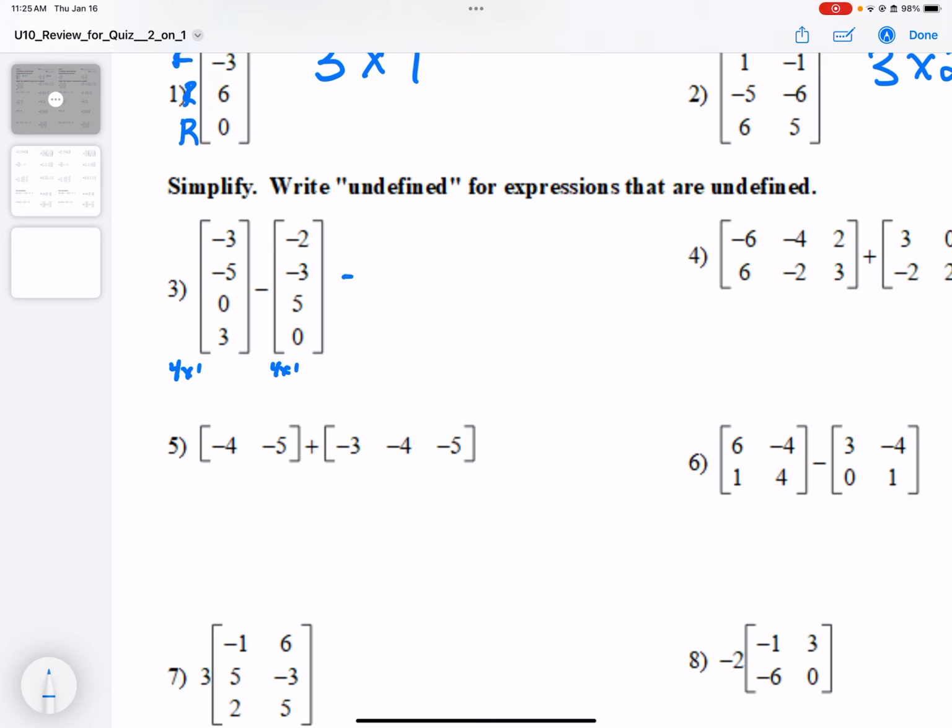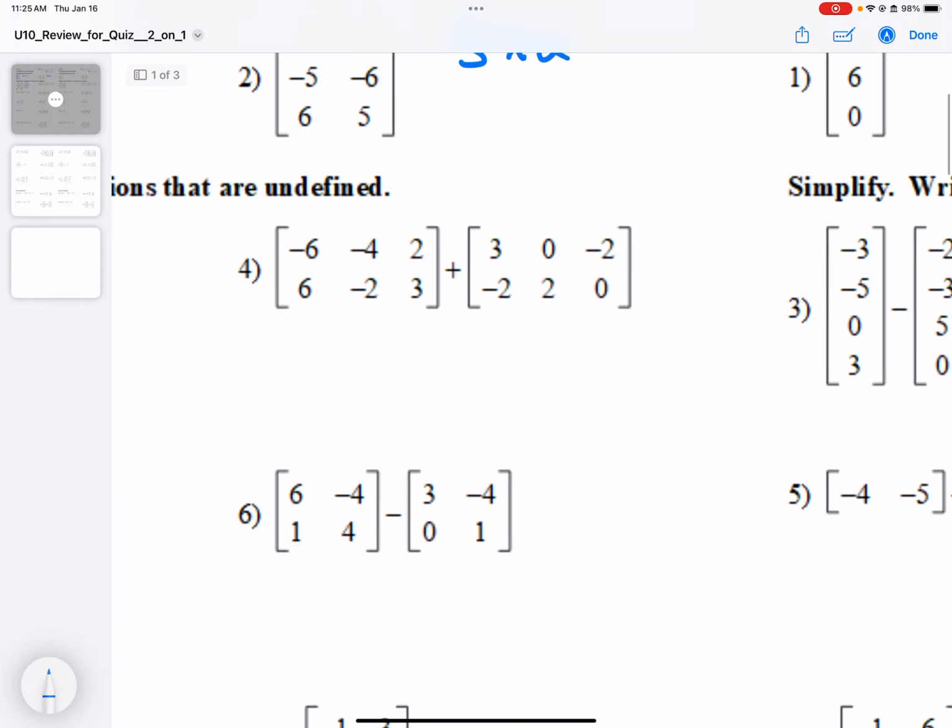Now just remember, this is subtraction. So since it's subtraction, make sure you subtract. So -3 minus -2 is -1. -5 minus -3 is -2. 0 minus 5 is -5. And 3 minus 0 is 3. There's our resultant matrix. Just same elements, same columns, same rows, add them together.